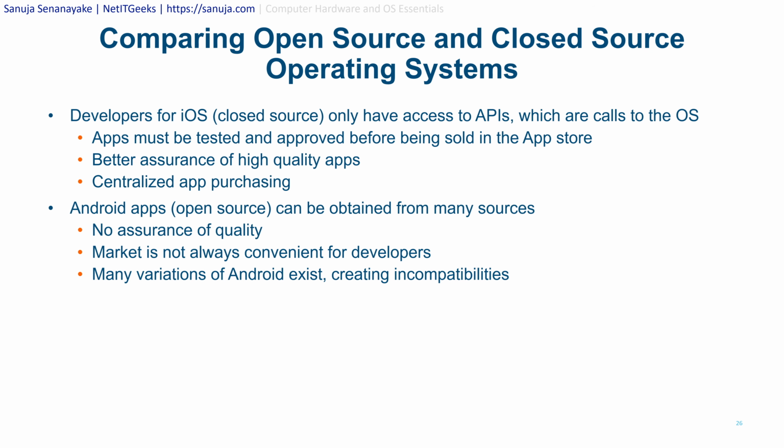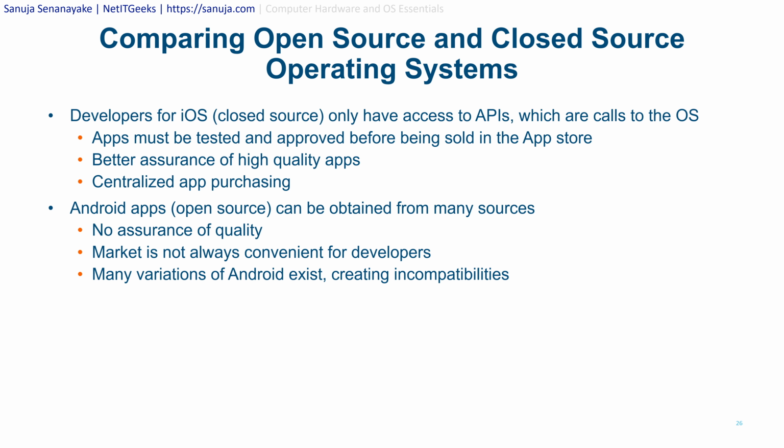So some of these companies are actually working together on cross-platform shareability. Comparing open source and closed source operating systems. Developers of iOS, which is a closed source operating system, only have access to APIs, which are calls to the operating system. Apps must be tested and approved before being sold in the Apple App Store. It gives better assurance of high quality apps, and they have a centralized app purchasing system, right? Those are some of the advantages as well as some disadvantages of iOS because it's a closed system.